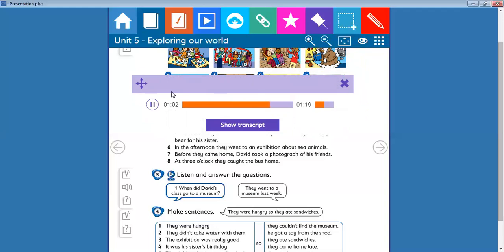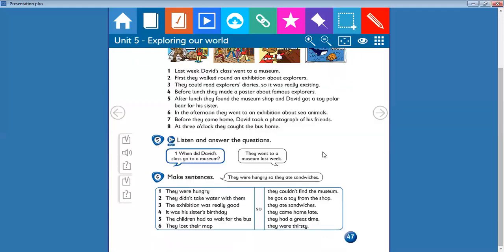7. Who did David take a photograph of? David took a photograph of his friends before they went back home. 8. What time did they catch the bus? They caught the bus at 3 o'clock to go back home.